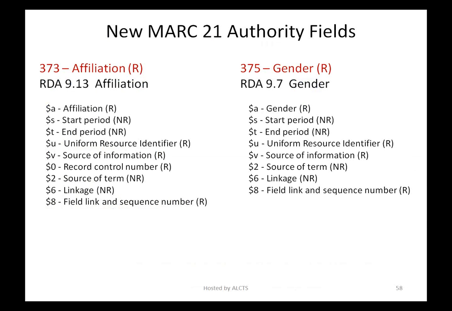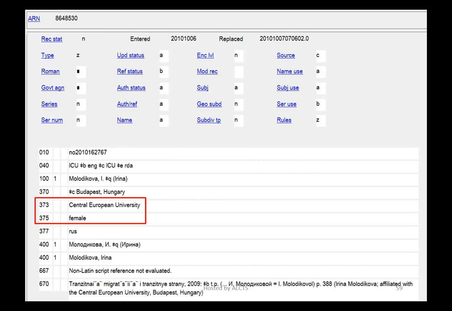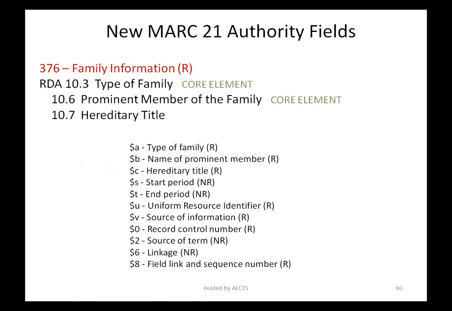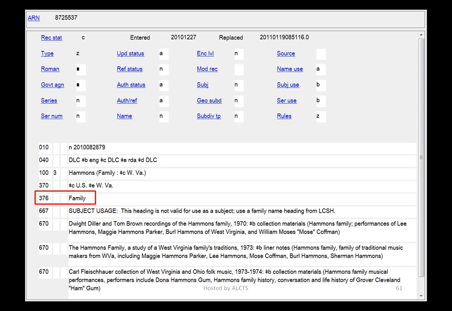We have new fields for affiliation and gender that correspond to MARC elements. And here's one authority record showing this person's affiliation as well as her gender. We have a whole new field for family information. And some of the elements are core elements. Here's the type of family that has been recorded in the 376. As you can see, it's also in the access point in the 100.